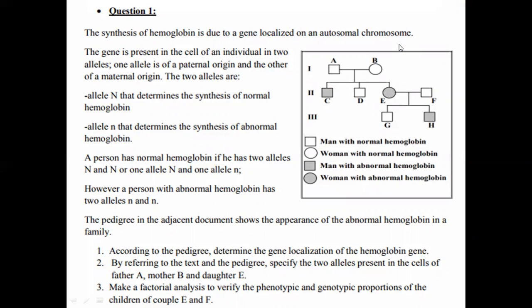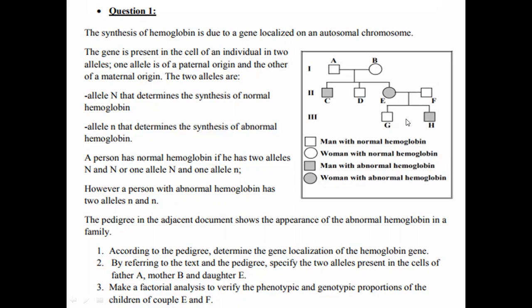The synthesis of hemoglobin is due to a gene localized on an autosomal chromosome. So they said it's on an autosomal chromosome. So this disease is going to be autosomal. The gene of the disease is located on an autosome. They mentioned this in the text. The gene is present in the cell of an individual in two alleles. One allele is of paternal origin from the father, and the other allele is of maternal origin from the mother.